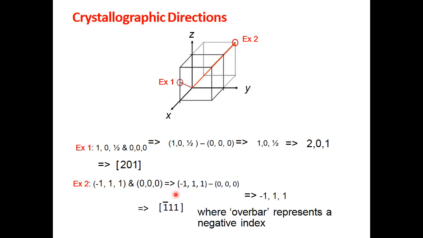So according to the procedure, what we need to do is subtract the starting point from the end point, that is minus 1, 1, 1 minus 0, 0, 0, which will give minus 1, 1, 1. But how do we represent Miller indices? By putting the same inside square brackets. Also remember, you should not use commas, and you should not write minus 1. Instead of minus 1, you represent it as 1 bar. So the Miller indices for example 2 will be square bracket 1 bar 1, 1.